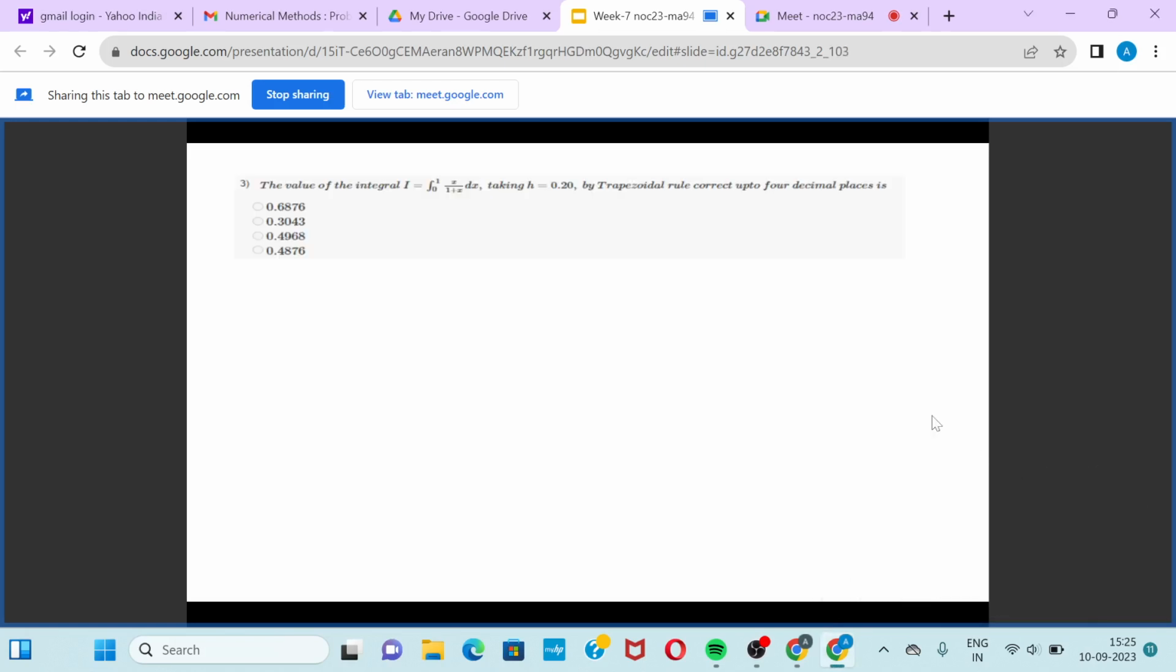So next question is the value. You have to find the value of the integral I equals integration from 0 to 1 of the function x upon 1 plus x dx, taking h equals 0.20, by trapezoidal rule, correct up to 4 decimal places. So first find out the table of x and corresponding f of x with difference between consecutive terms as 0.20, and find out the integral.